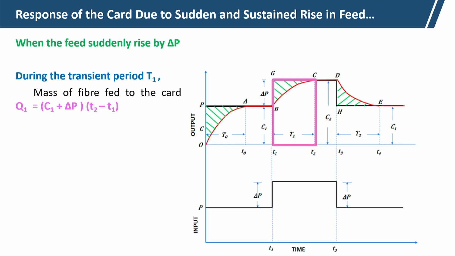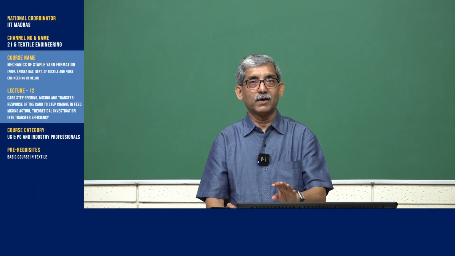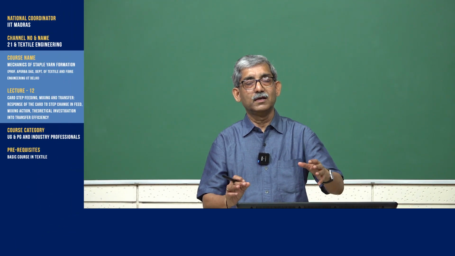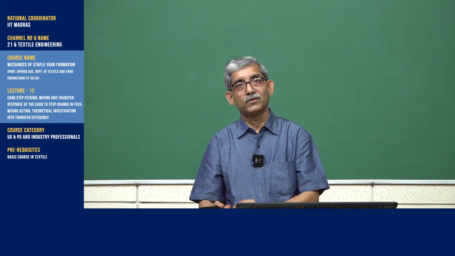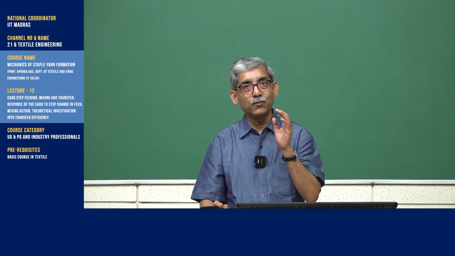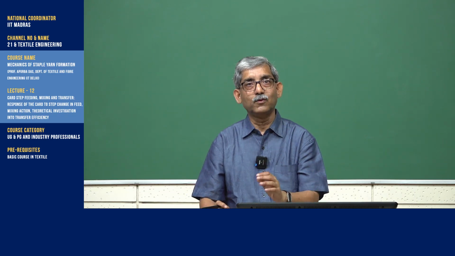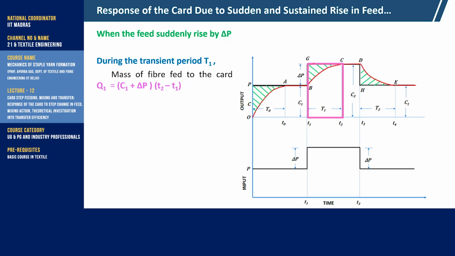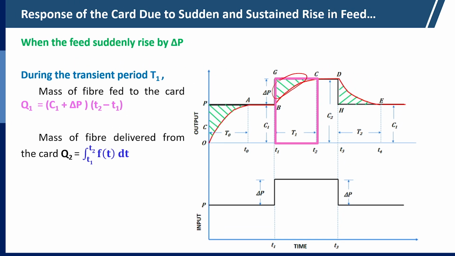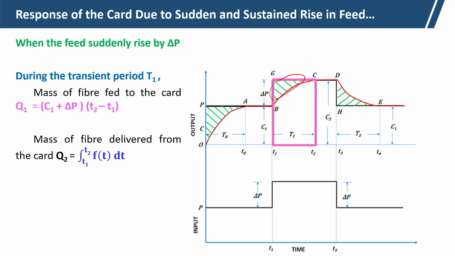Now, this total mass is fed, but it is not actually being delivered. So, that delivery, the output, is not the complete output. This shaded part is the portion where additional loading in the card remains in the card. That means the mass of the fiber delivered from the card is this one.